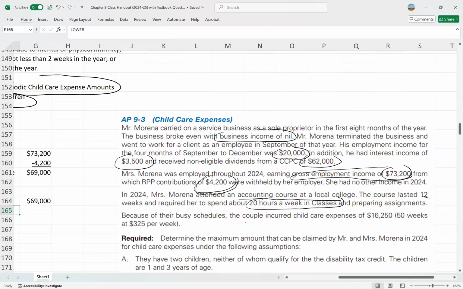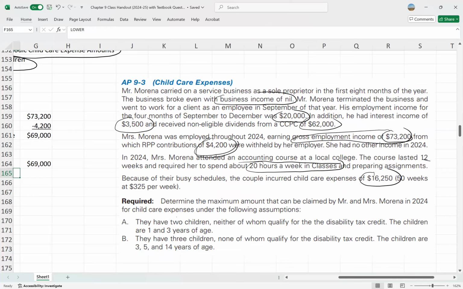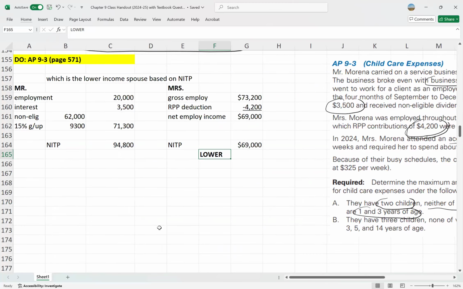The actual amount they spent for childcare costs was $16,250. So we want him to claim as much as possible. And then if he isn't able to claim all of it, then she can claim some of it as well. Let's look at situation A. In scenario A, they have 2 kids. Neither are on the disability tax credit, and the ages are 1 and 3. So let's then figure out what each of the spouses can claim for the child care expenses.